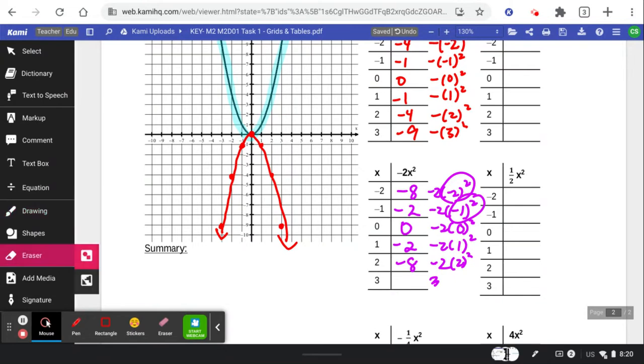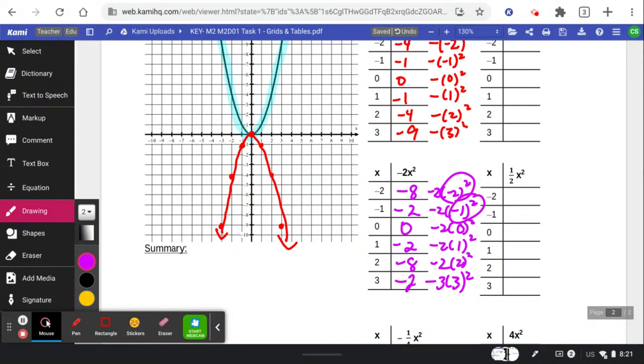3 squared is 9. Times negative 3. What is wrong with me right now? 3 squared is 9. 9 times negative 2 is negative 18. We're not even going to be able to fit that one on the graph.